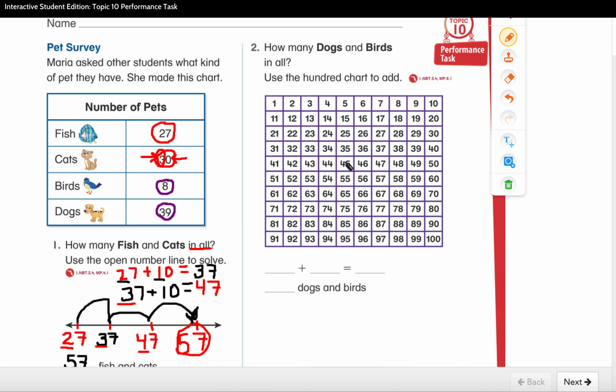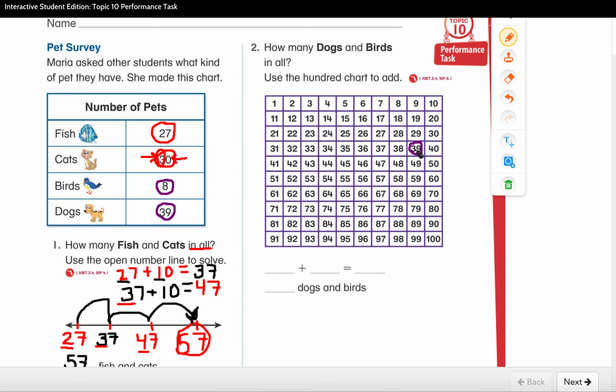So when we're using a hundreds chart, usually we want to start with the bigger number. Because the bigger number, if we start with that, means that there's less work for us to do. Because if we started at 8 and added 39, we would have a lot of numbers to be adding, a lot of rows and columns to be going through. But if we start at our bigger number, which is 39, I'm going to go ahead and circle that. We don't have as many numbers to add. We only have 8 numbers that we need to be adding. So let's go ahead and add our 8 to 39.